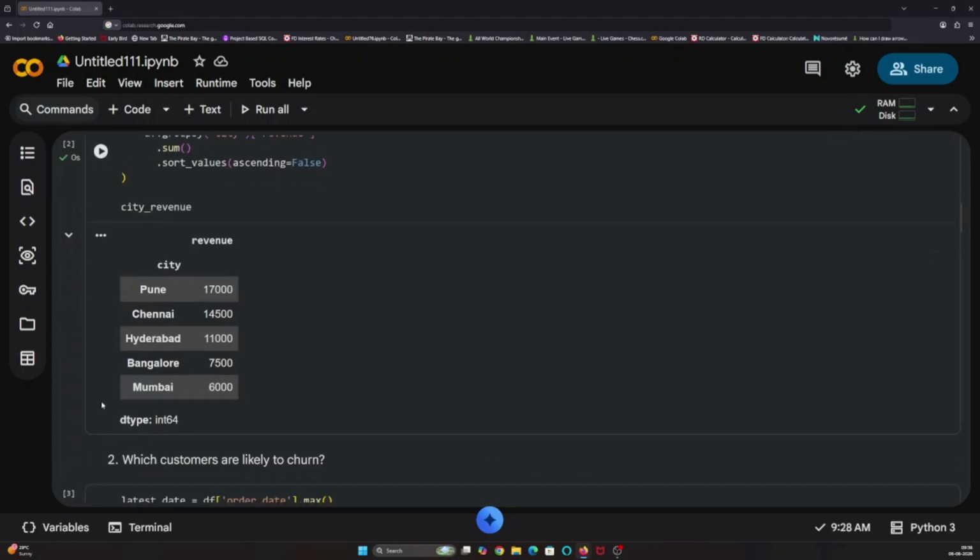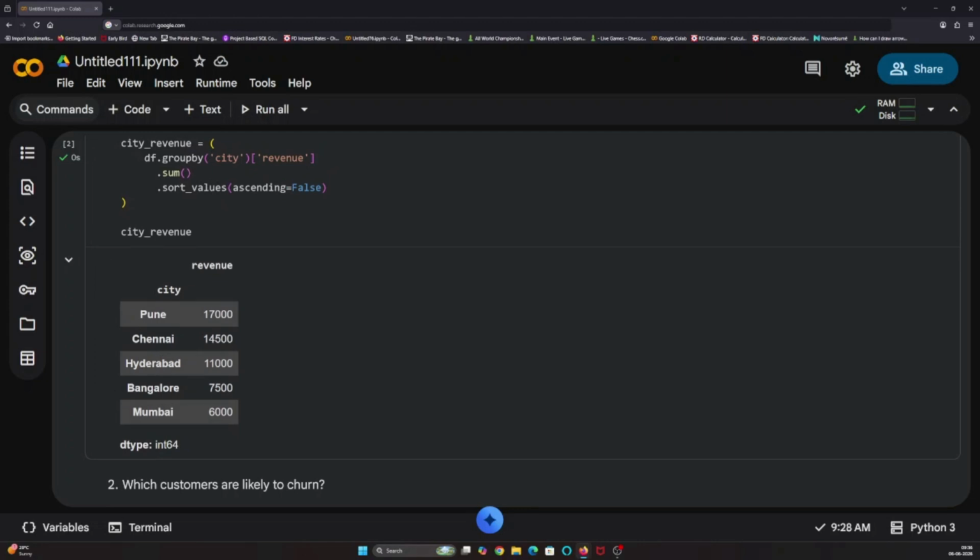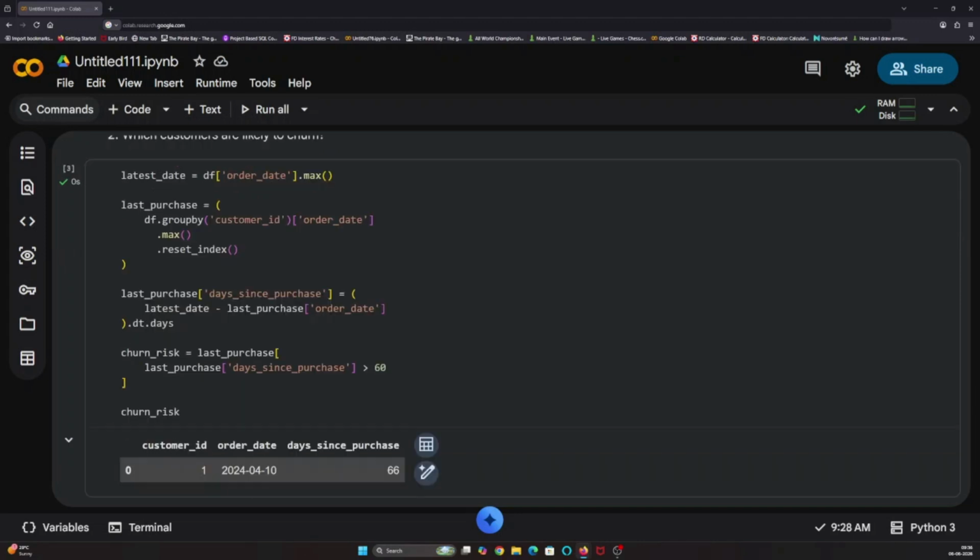Moving into second problem statement, which customers are about to churn? Customer acquisition is expensive. Losing customers hurts revenue. A manager might ask which customers haven't purchased recently. To answer this, we calculate last purchase date, days since last purchase. Here, we are finding the most recent purchase for each customer. Then we calculate how many days have passed since that purchase. Customers with very high inactivity are potential churn risk. These customers could be targeted with coupons, discounts, email campaigns. This analysis directly impacts retention.